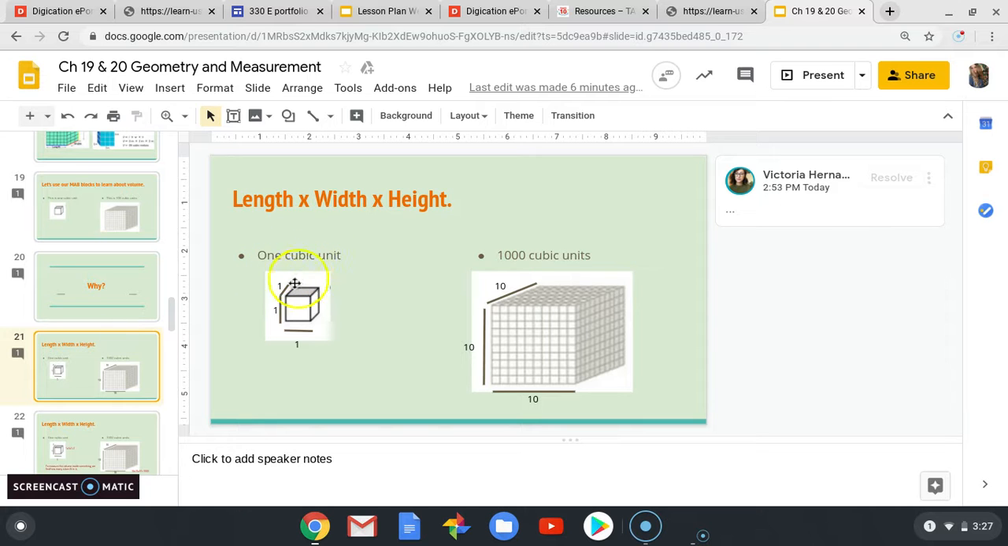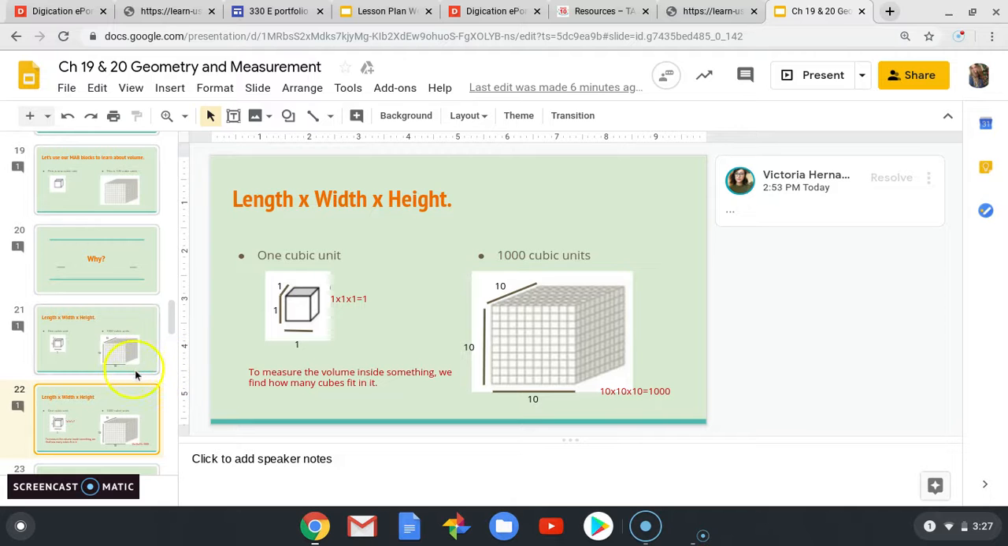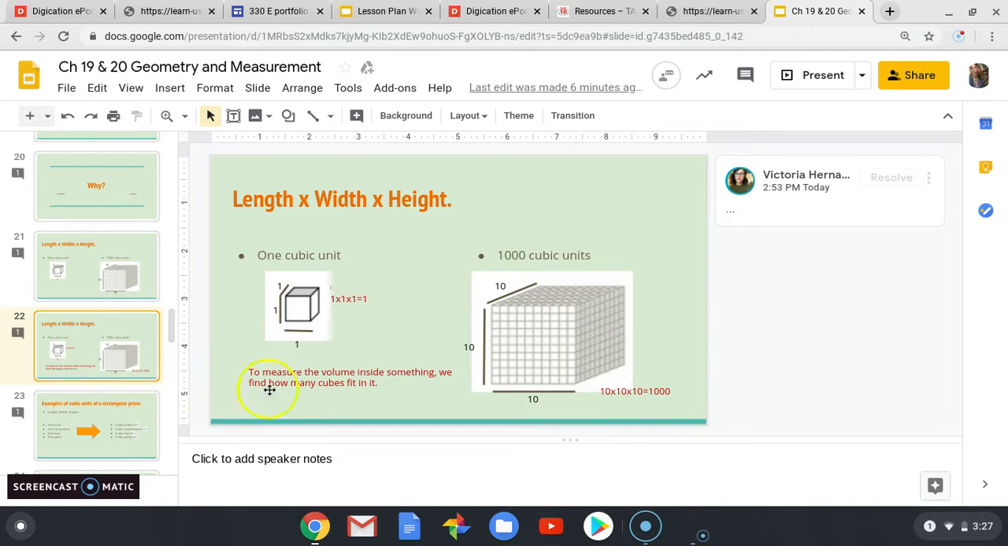1 cubic unit, 1, 1, and 1. So 1 times 1 times 1, 1 cubic unit. But right here we would do 10 times 10 times 10. So we have to make sure our multiplication is right by knowing our times tables. Right here it's shown 10 times 10 times 10 equals 1,000. To measure the volume inside something, we find how many cubes fit in it.